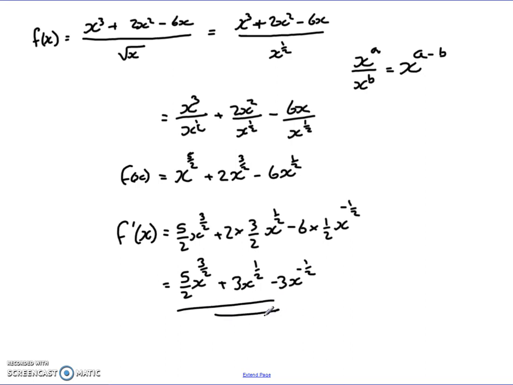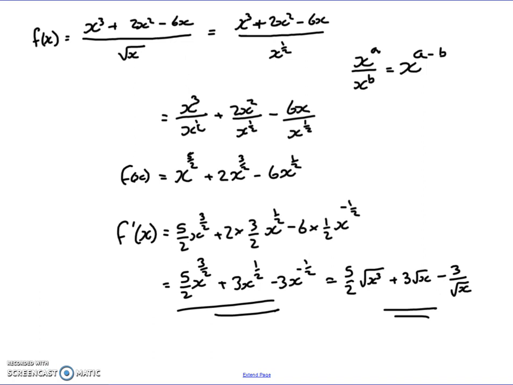I've managed to take the derivative and get it written in that format. And again, we can use the powers and our rules to write this so that we don't have fractional indices or negative indices. So I could write it as 5 over 2 times the square root of x cubed plus 3 times the square root of x minus 3 over square root of x, using the index laws we talked about previously. When we're working through derivatives, it's vital that we remember this.